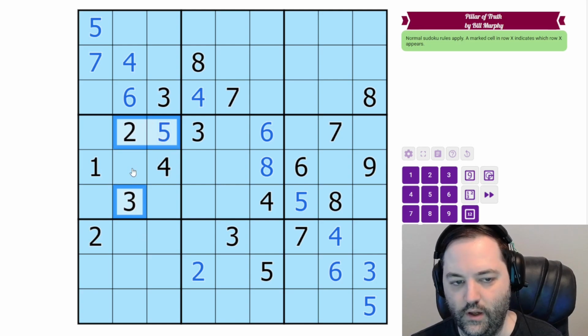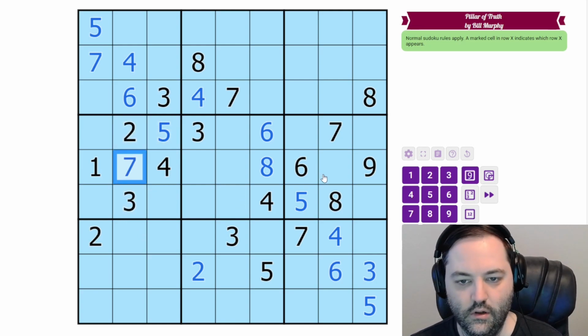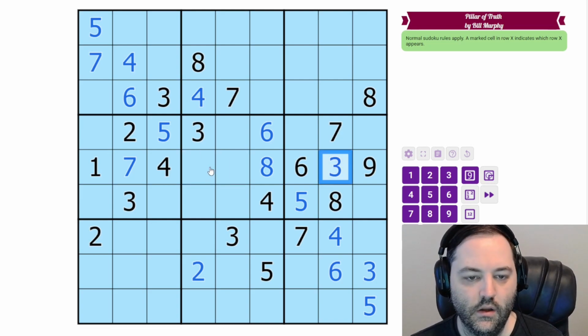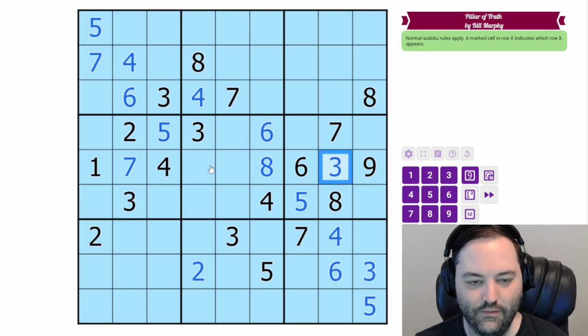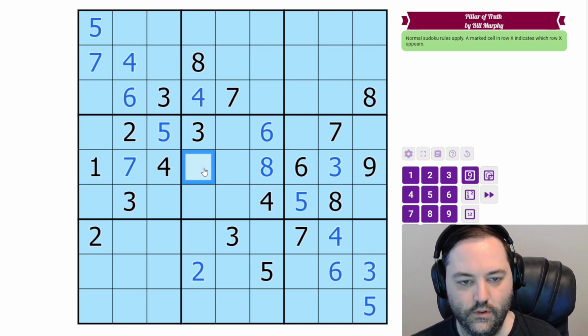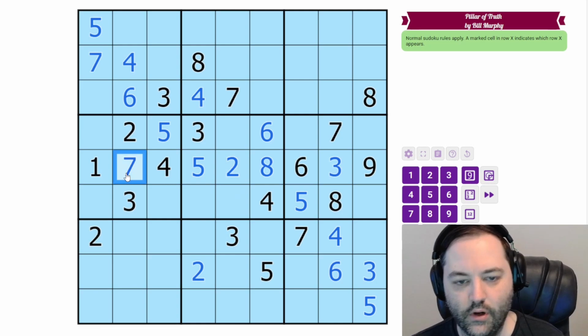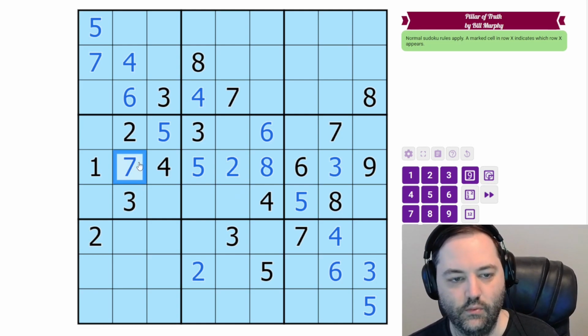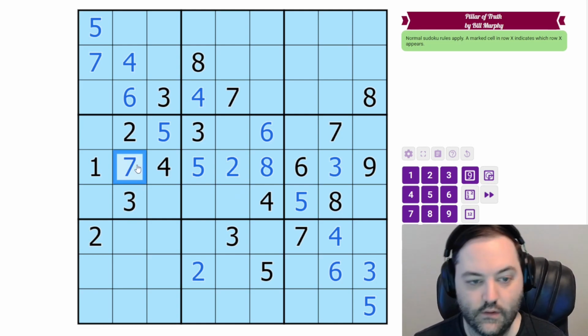We have 2, 3, 5 here, so that gives us a 7 there. We know there's a 3 here because that's the only place for 3. Either way you want to look at that, this row is fully resolvable. This 2 tells us this is a 5 and this is a 2. And now we're going to go back and look at those digits that we placed because those are indexing digits.